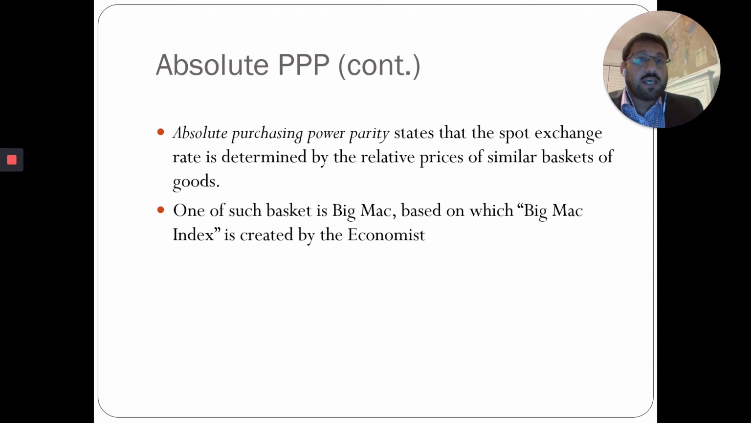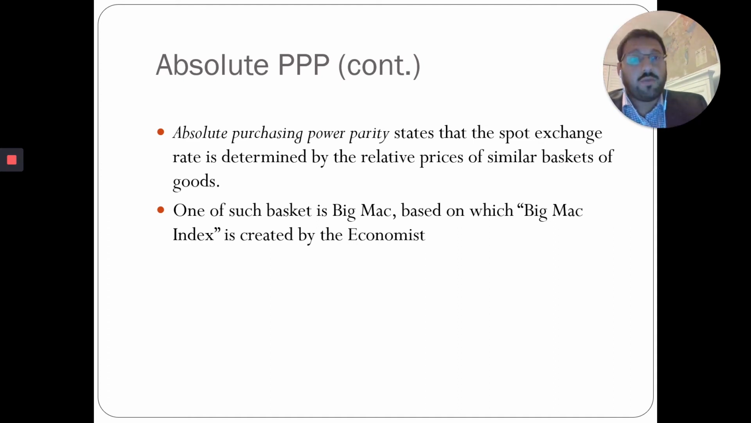So if, say, the Big Mac price in USA is $1 and in China it's 10 yuan, then ideally the exchange rate should be 10 yuan per US dollar. So there should be 10 units of the Chinese currency that we need to buy 1 unit of the US currency, ideally.